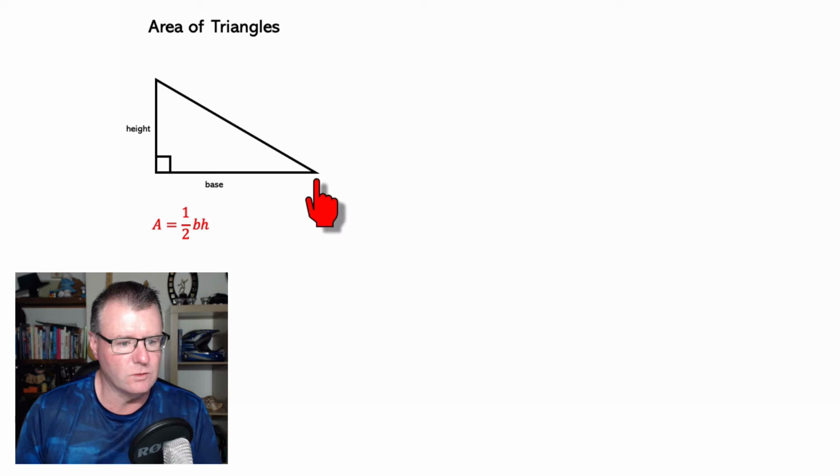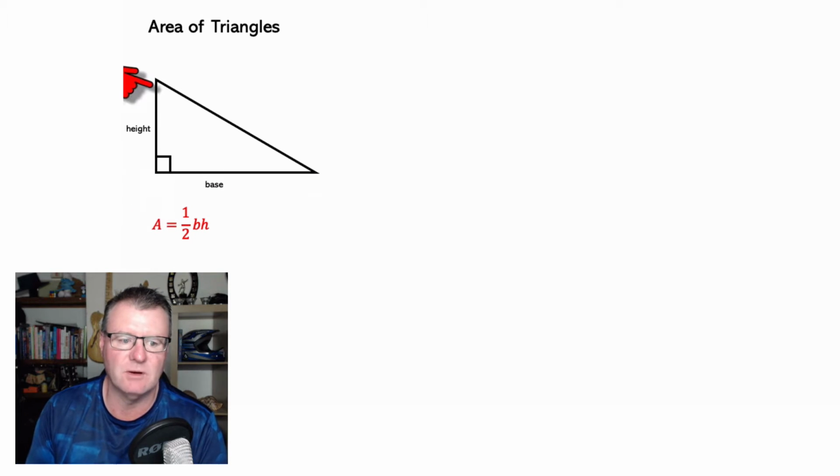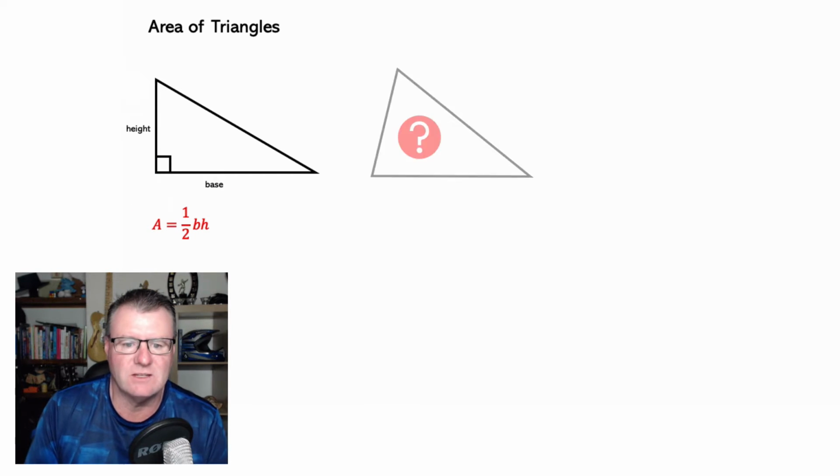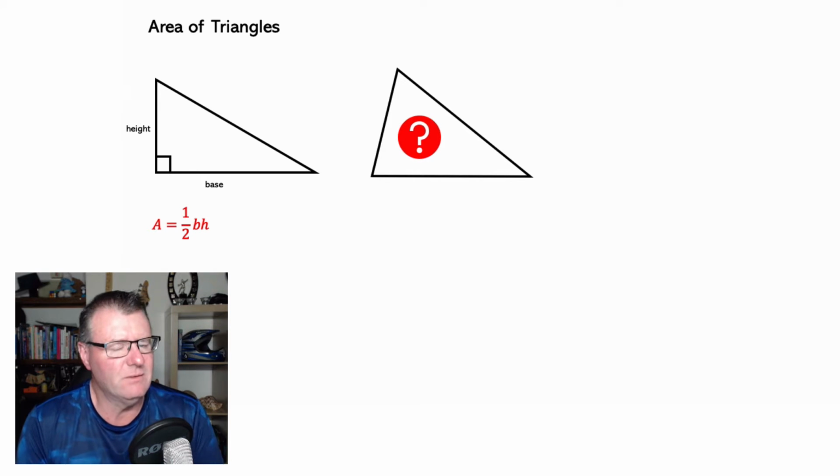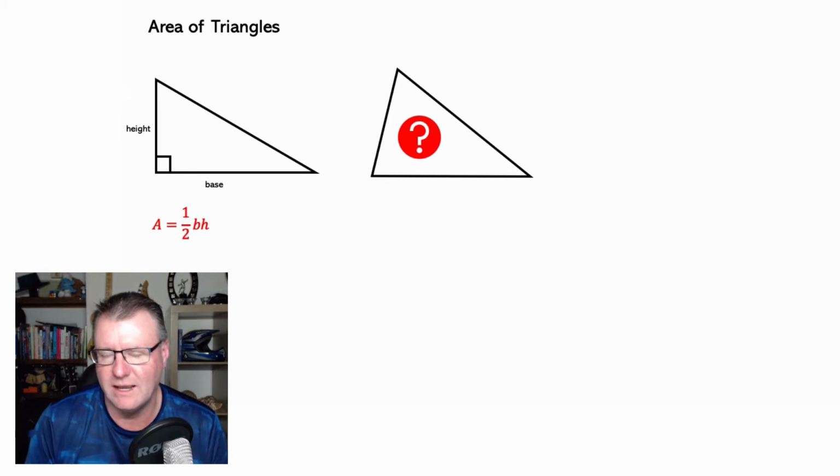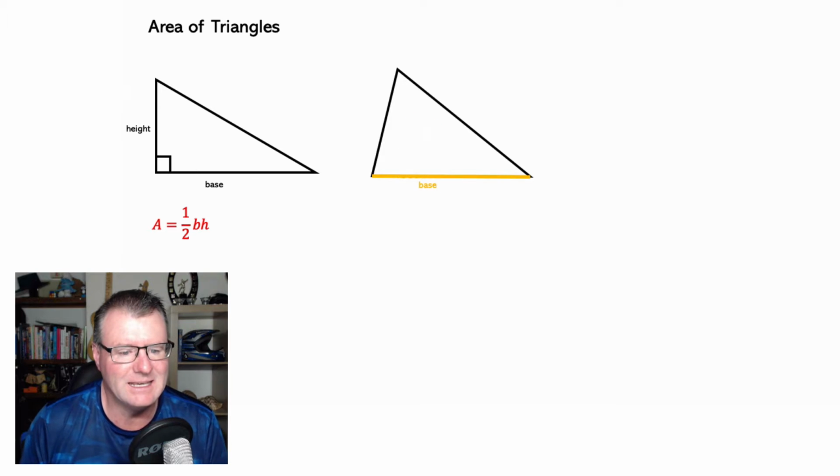All right, so far so good. The base is across here and my vertical height is here. I just substitute those values in. But what about if I've got a triangle that's not a right angle? Something like this one here.